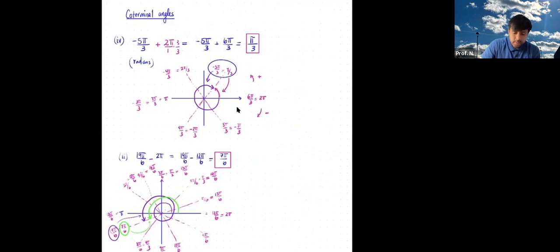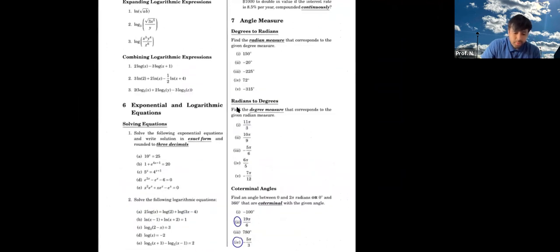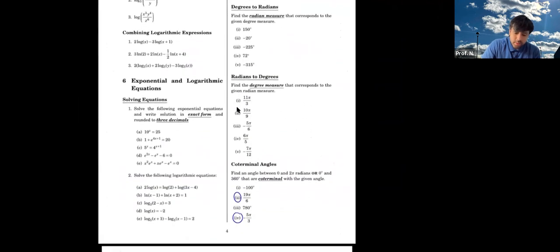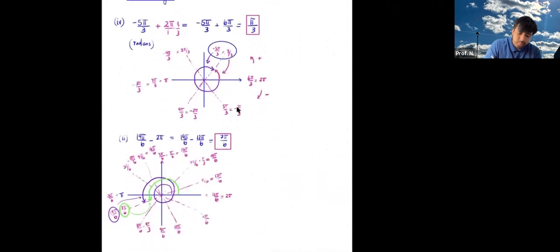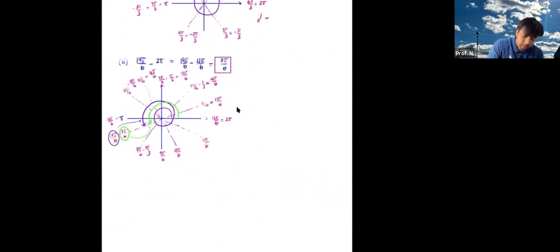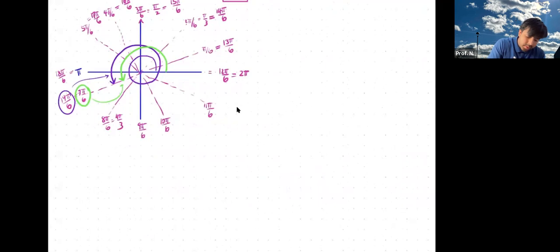Degrees to radians, part 5. Oh, pardon me, radians to degrees. So radians to degrees. So we have this last one here. So we have radians to degrees.